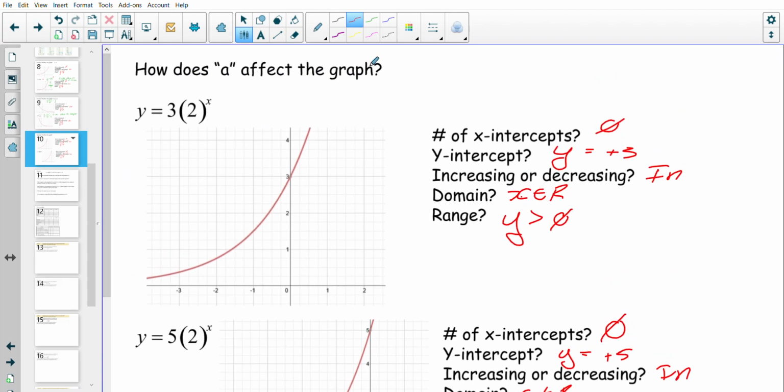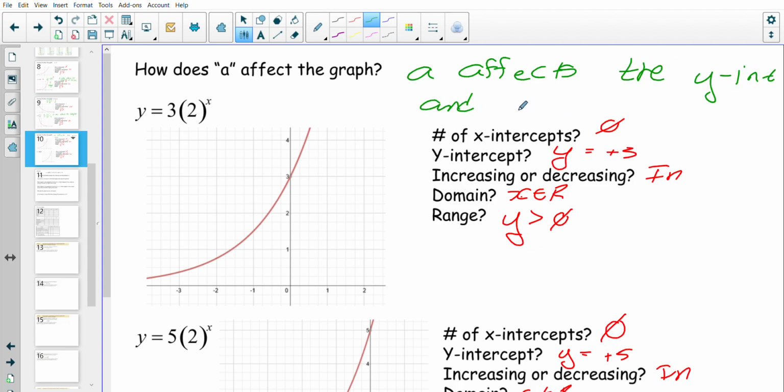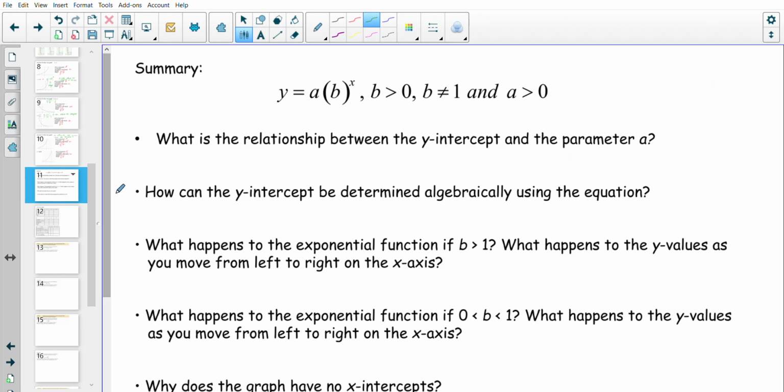So how does a affect the graph? a affects the y-intercept and the steepness. And it affects the steepness because it changes the y-intercept. So in summary, what's the relationship between the y-intercept and the a parameter? a is equal to our y-intercept.